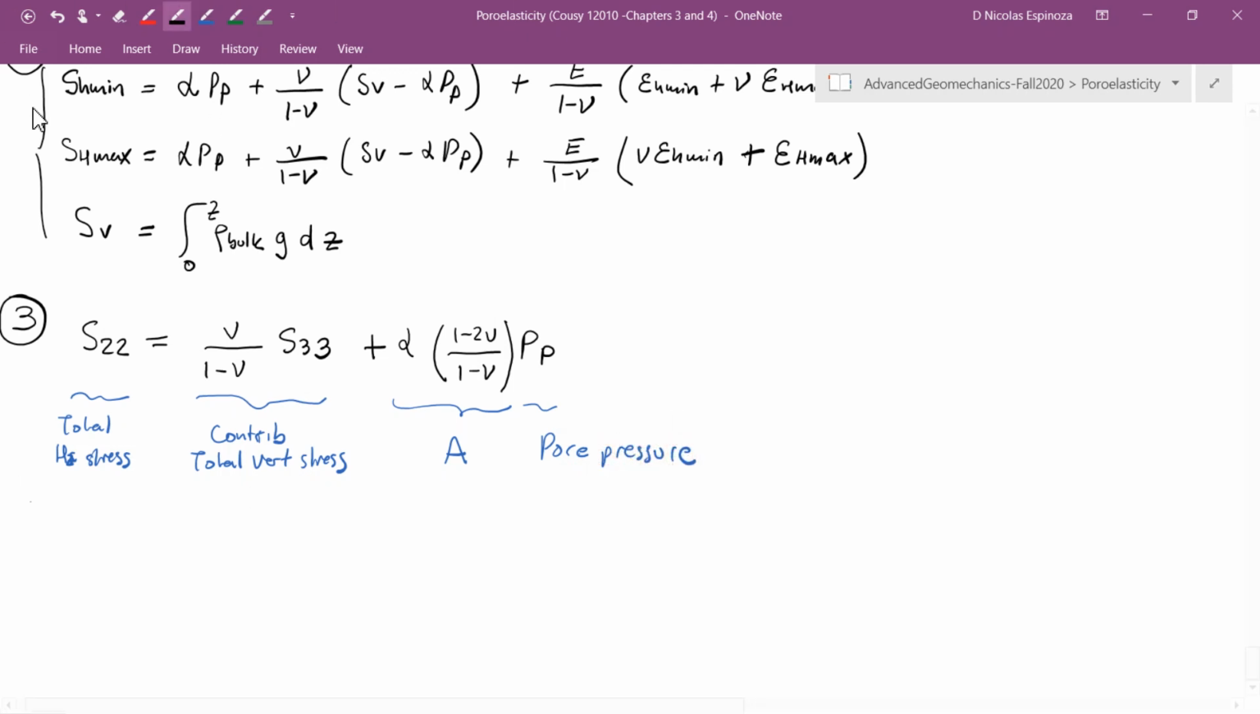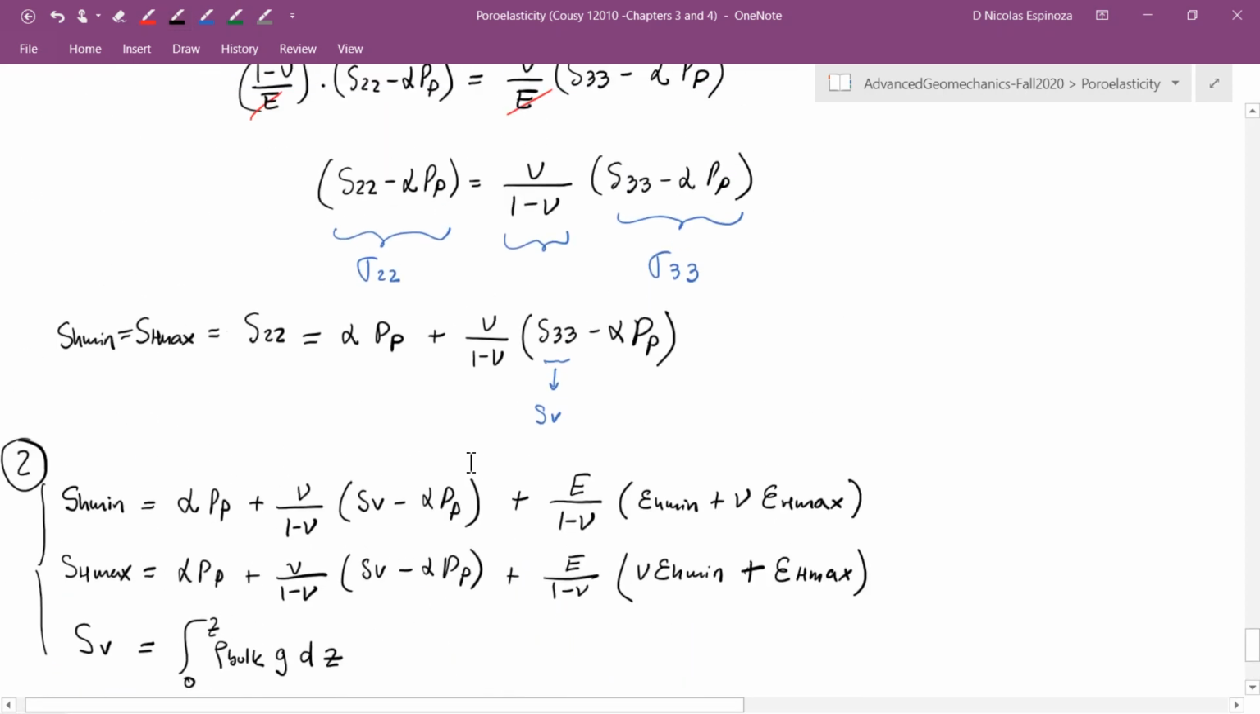All right, so what we're going to do now is to this equation that we have over here, we're going to analyze what is the change of total horizontal stress with change of pore pressure. Mathematically, that's going to be equal to the partial derivative of S22 with respect to pore pressure. If you notice, the overburden S33 is not a function of pore pressure, at least not of the pore pressure of the formation that we are considering in this case.